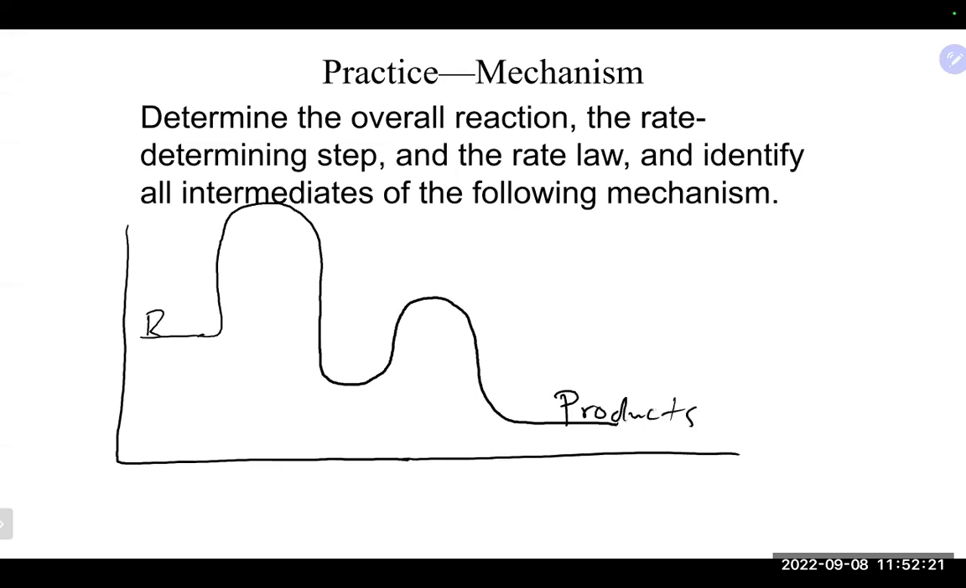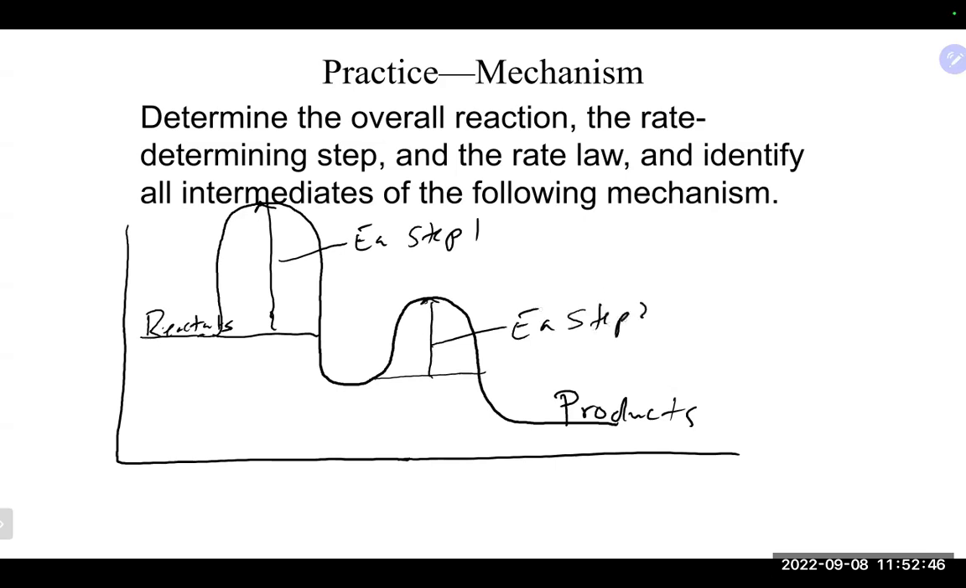So let's say this was a two-step mechanism where this right here would be the activation energy of step 1. And this right here would be the activation energy of step 2. Which one is larger? The first one. So that would probably be our rate determining step, right? That's going to be the larger hill that has to be climbed.